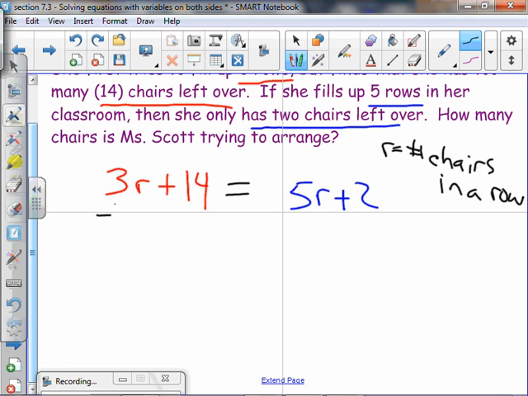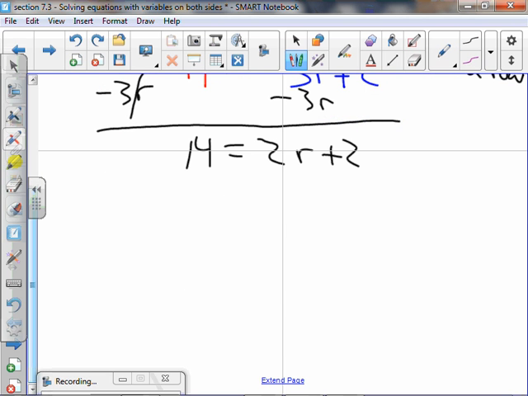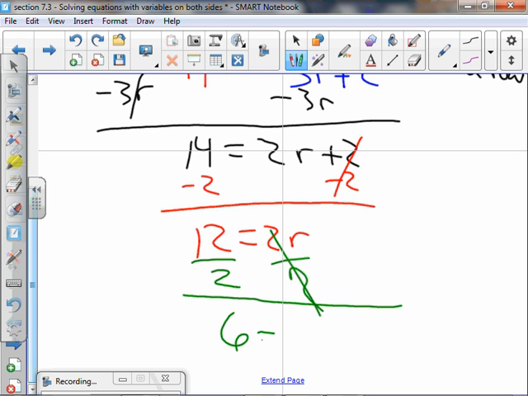We subtract 3R from both sides. We get 14 is equal to 2R plus 2. We then try to get R by itself, so first we subtract 2 from both sides. We get 12 is equal to 2R. Finally, we divide by 2 to get R by itself. We get that 6 is equal to R. Okay? So I know that there are 6 chairs in a row. This is not how many she's trying to arrange, though.